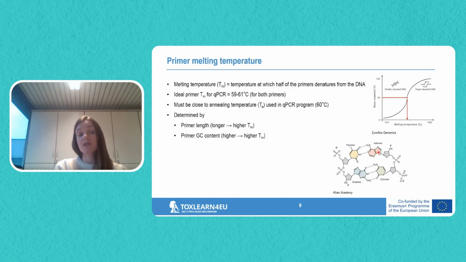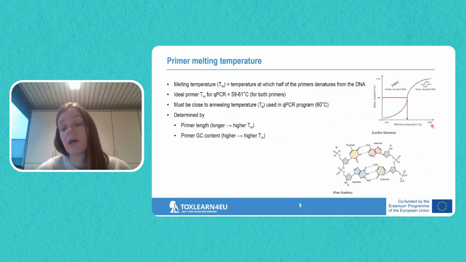As I just mentioned, another important parameter is the primer melting temperature. The melting temperature is the temperature at which half of the primers denature from the DNA. So here you can see this in this graph. You can see the temperature on the x-axis and the percentage of bases that is unpaired on the y-axis. At a low temperature, almost no bases are unpaired. So it means all of them are paired, and the DNA is in its double-stranded form.